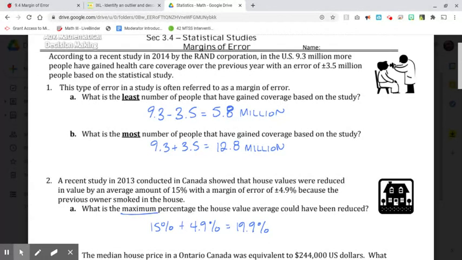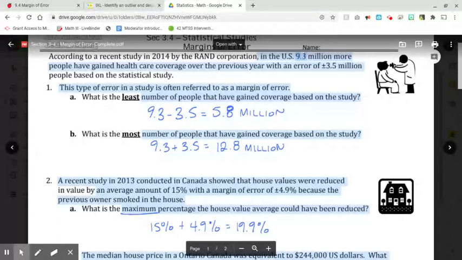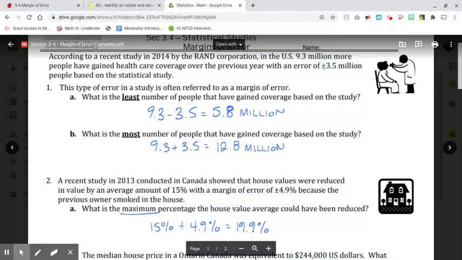According to a recent study in 2014 by the RAND Corporation, in the United States, there are 9.3 million more people that have gained healthcare coverage over the previous year. There is a margin of error of plus and minus, that means we're going to add and subtract, 3.5 million. This type of error is often referred to as a margin of error, like I just talked about. The corporation said 9.3 million, but they could be off by plus or minus 3.5 million.